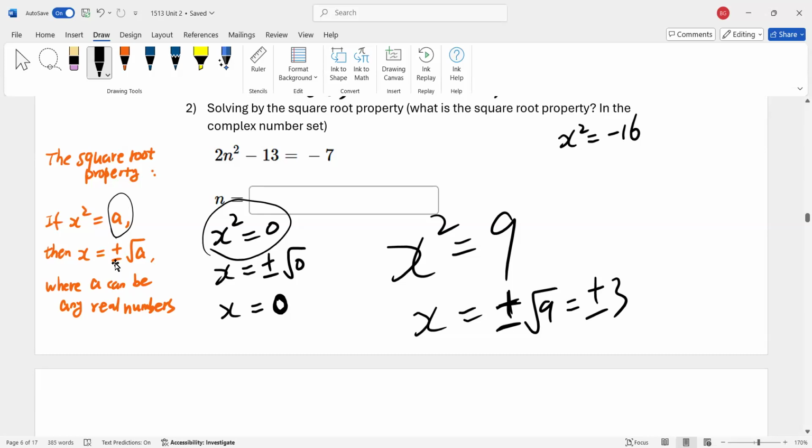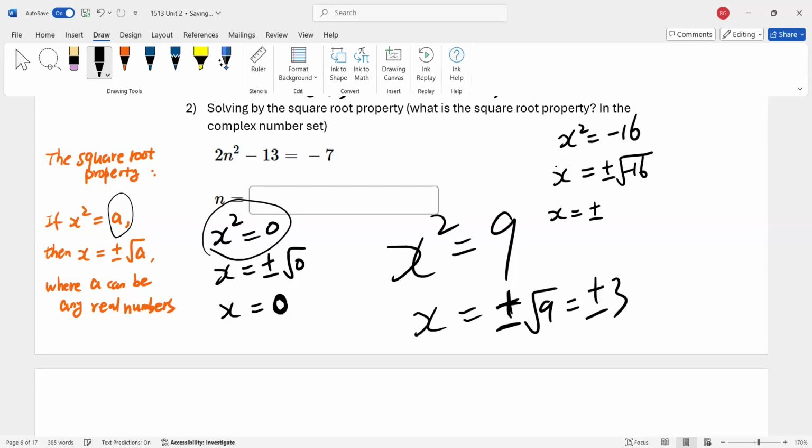I also mentioned this property applies even when a is negative. A could be positive, could be negative, could be 0. It's okay to be negative, and the square root property still applies. So let's apply the square root property. We have x equals, don't forget that, plus minus, square root of -16.